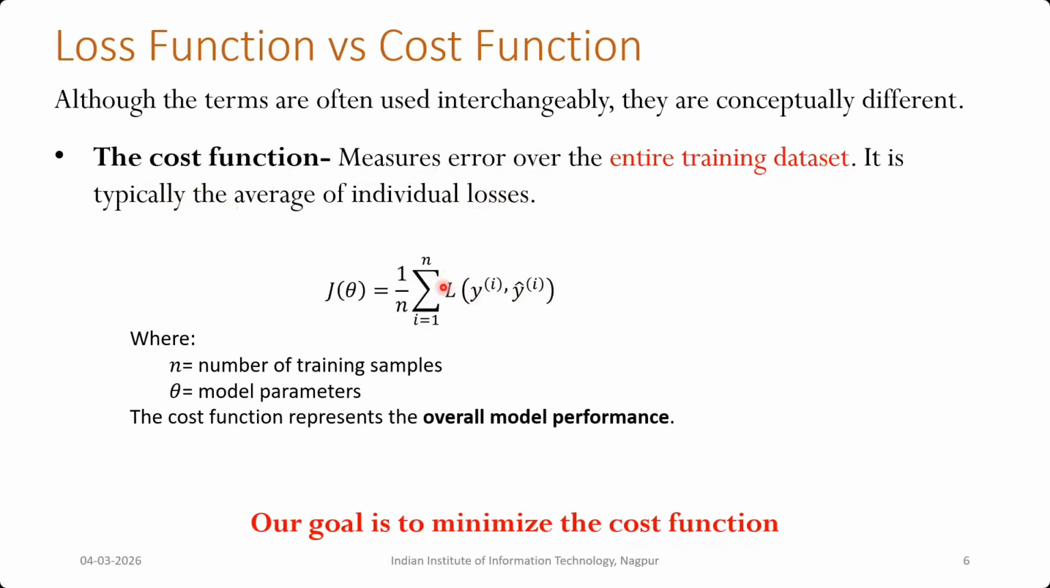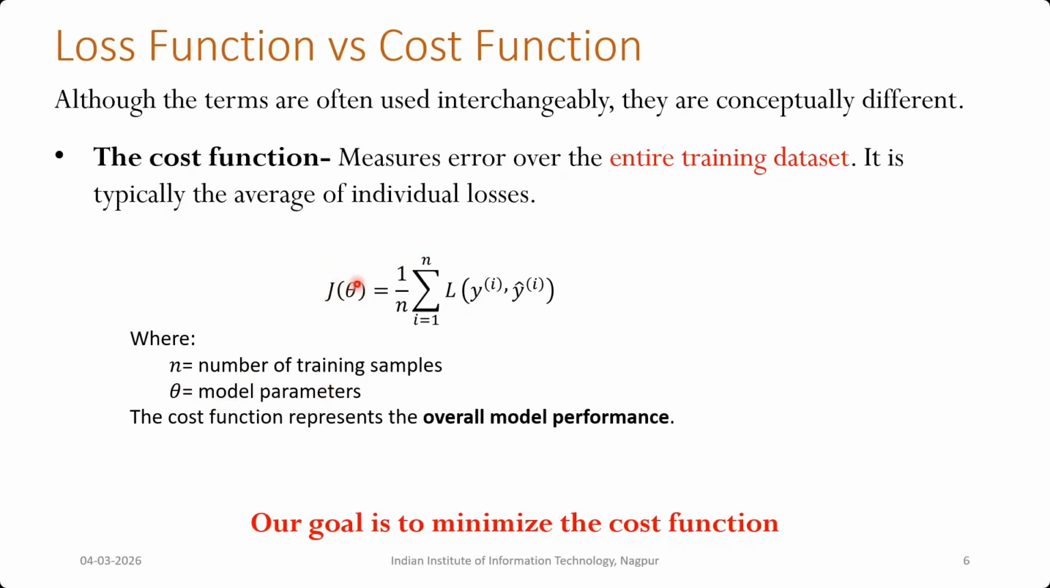Okay, so individually, this is considered as one loss. However, for the entire training data set, this is basically a cost function. Here, n is the number of training samples, and theta is basically the parameters of the model. So this theta is again very important at this point.